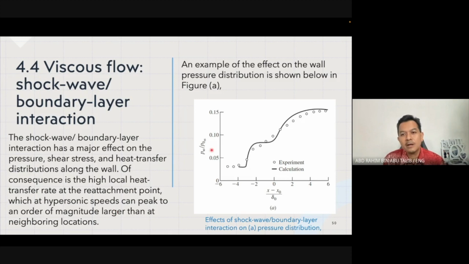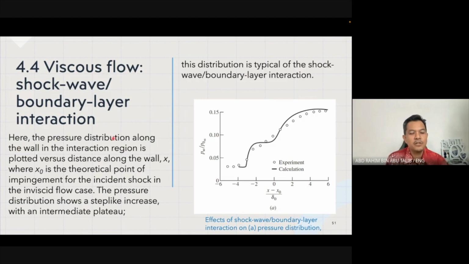All right. So an example of the effect on the wall pressure distribution is shown below in figure A. So for the effect of shock wave boundary layer interaction on pressure distributions, you can see the pressure ratio over there, and then the location with respect to the boundary layer thickness delta naught, right? These are values obtained from experiment, compared to the theoretical calculation, right?